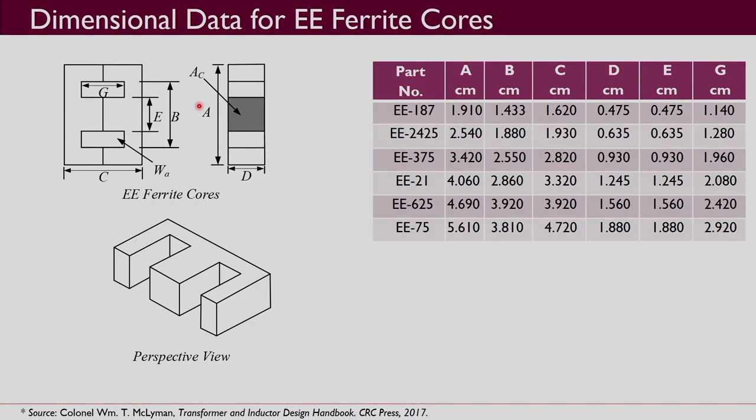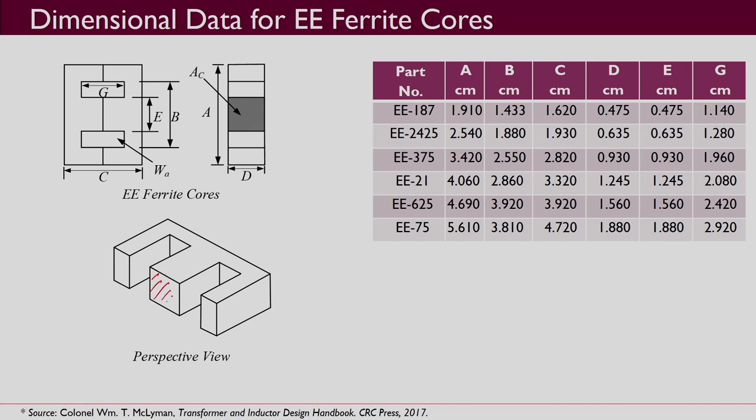Now, what are the things that you should note down from the manufacturer's data sheet? First is the data of your dimensions. Here I am giving the example of EE ferrite cores. This is the dimensional picture of the EE ferrite core. It has these two windows in it. This is the part which we are going to join together. Then this is one diagram, and this is another diagram which is showing you the cross-sectional area A, which is this area.